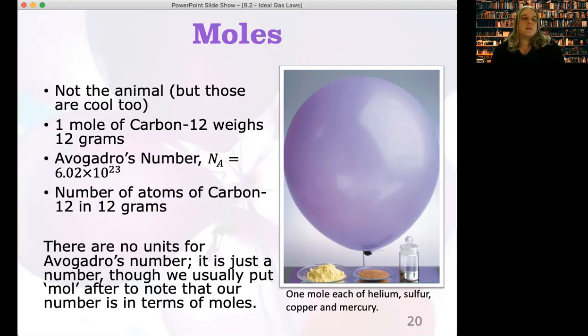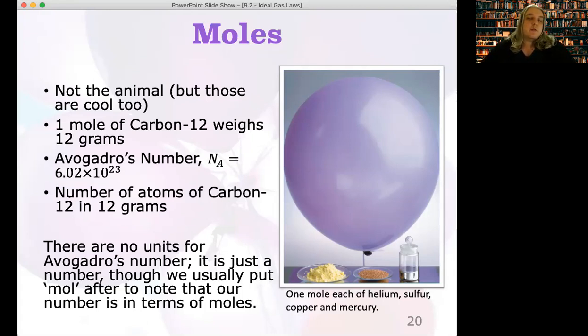So if you had a very large amount of eggs and you could count all the way up to 6.02 times 10 to the 23 eggs, then you would have 1 mole of eggs. You can have a mole of anything if you have enough of it. Just like you can have a dozen of anything if you have 12 of it. So that's all a mole is. As I said, it doesn't have a unit, it's just a number.